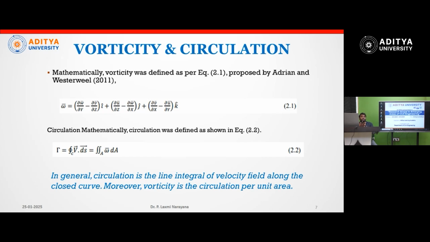Next, how to compute the circulation, again with the help of the vorticity. We can't compute it directly. We have to apply Stokes theorem. Stokes theorem will help to convert the line integral to a surface integral. The moment it converts to a surface integral, if we multiply the vorticity with the area, we get the circulation. So in conclusion, in general, the circulation is a line integral of the velocity field, and vorticity is the circulation per unit area. That is what we need to understand.